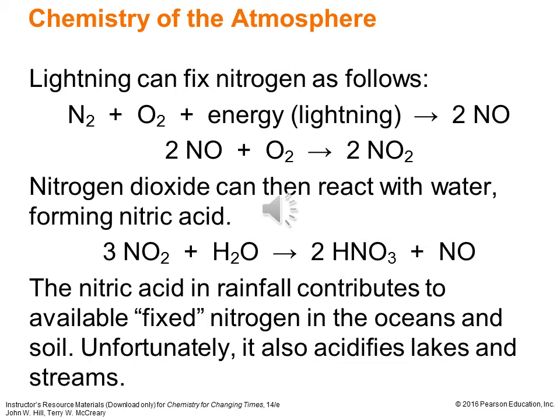So that does contribute to fixed nitrogen in the oceans and soil, but as a strong acid, it also acidifies lakes and streams. Of course, this is small amounts, not large amounts of lightning striking any one region over a prolonged period. So it's a decrease in pH, but it's not nearly as substantial as what human activity does with sulfur oxides and nitrogen oxides from industry.